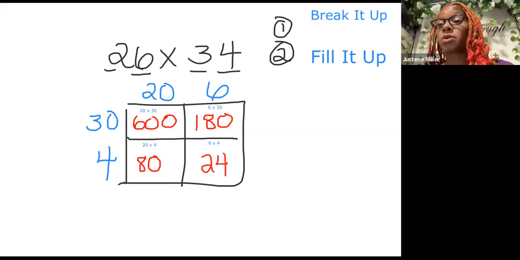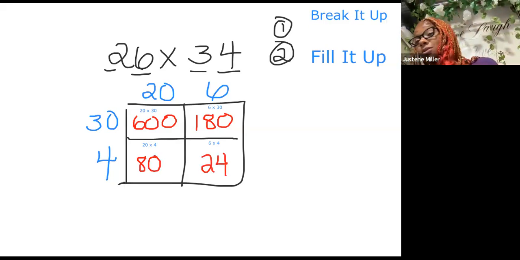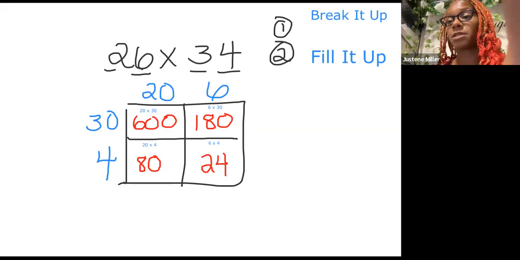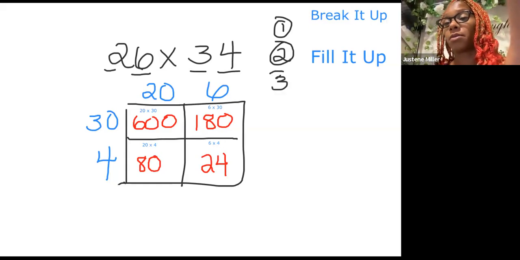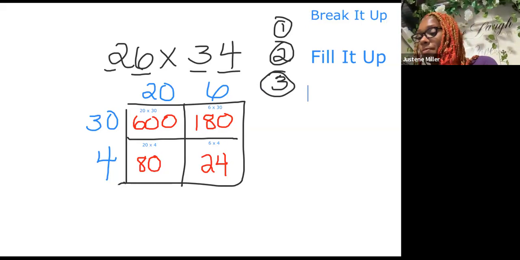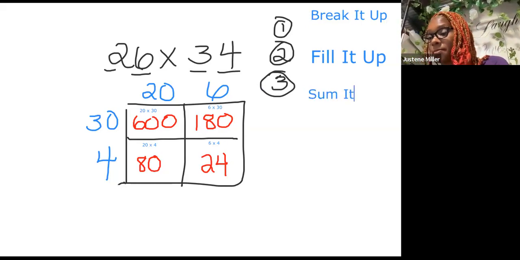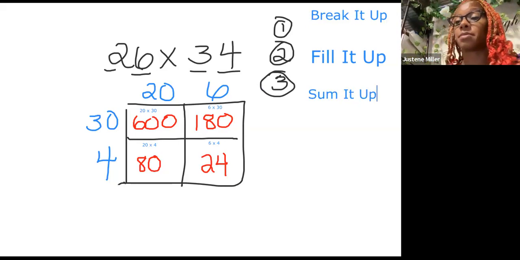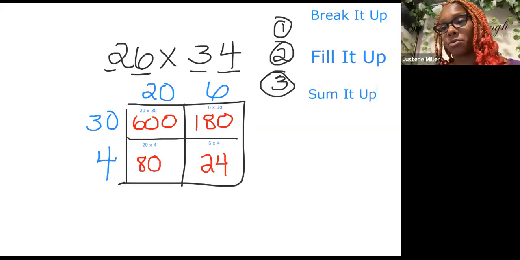Then what we're going to do is add it all together. So for our final step, step number 3 for area models is definitely going to be sum it up. And if you can't remember the word sum, which means add, you can say add it up. So break it up, fill it up, add it up, or break it up, fill it up, sum it up. I like sum because it's a mathematical term.